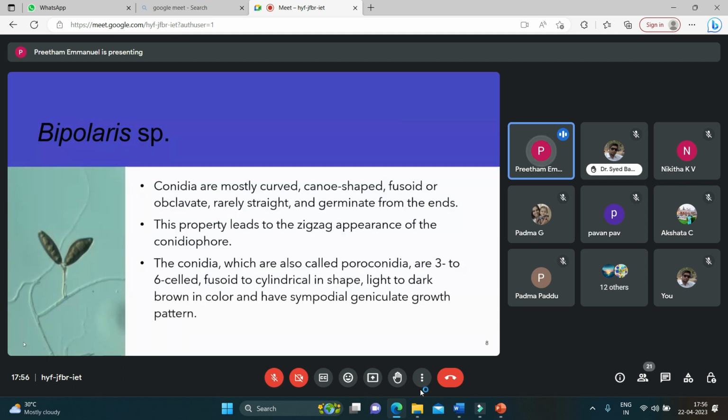Bipolaris species. Conidia are mostly curved, canoe-shaped, fusoid or obtuse, and rarely straight, and they germinate from the ends. In Bipolaris, this property leads to the zigzag appearance of the conidiophore. The conidia, which are also called poroconidia, are 3 to 6 celled, fusoid, which is fused to cylindrical in shape, light to dark brown in color, and have a sympodial geniculate growth pattern.